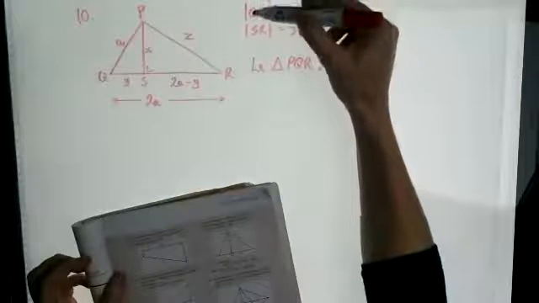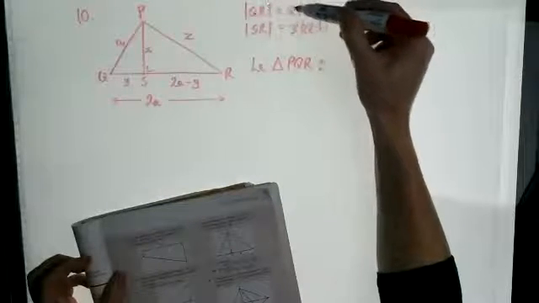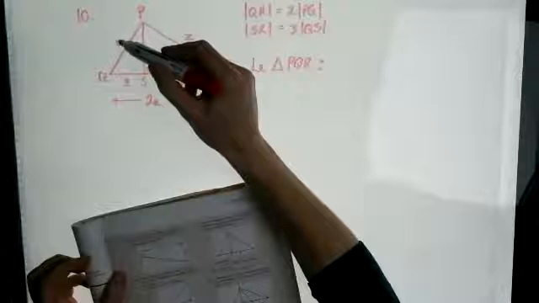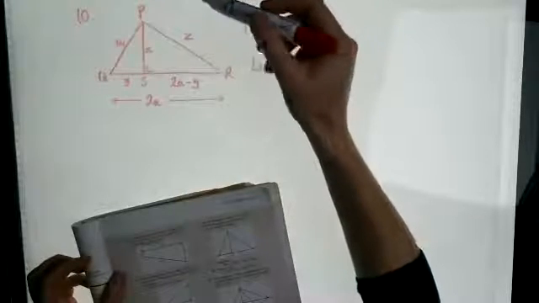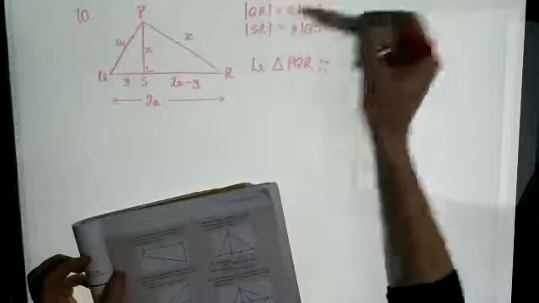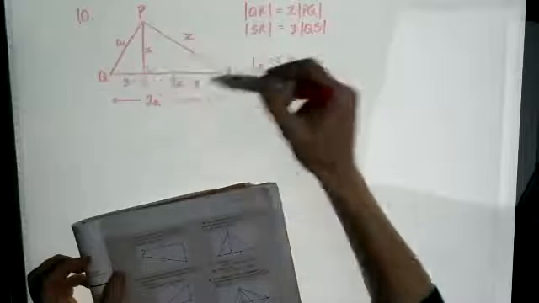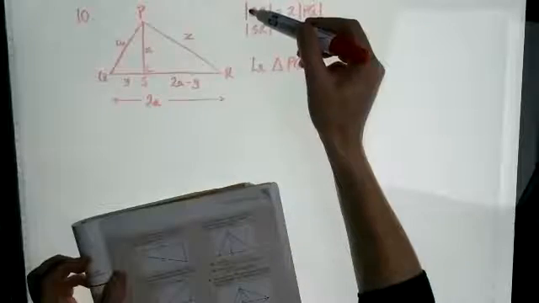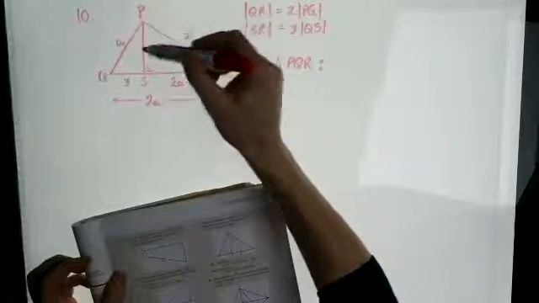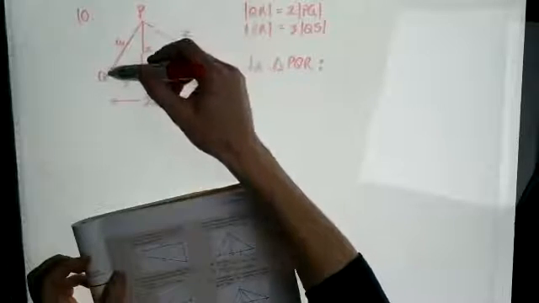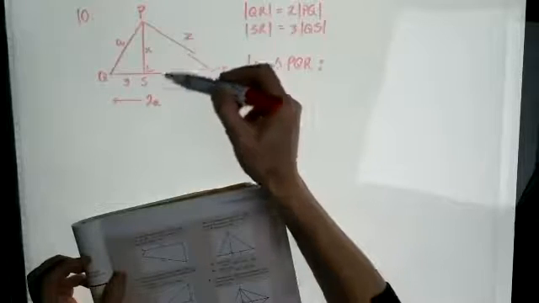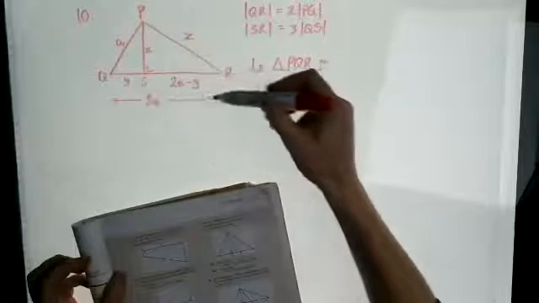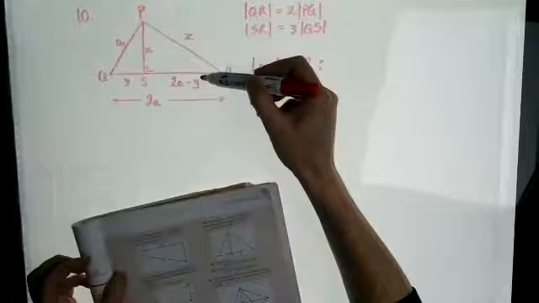Let QR equal 2A, so PQ is also 2A. Mark A on Q, the length of PQ from Q to the point where the size of QR is... so that's 2A. Mark X and Y on PS and QS, and Z from P to the point on QR. Obviously this is Y and this is 2A minus Y.